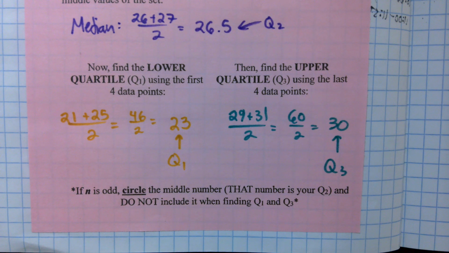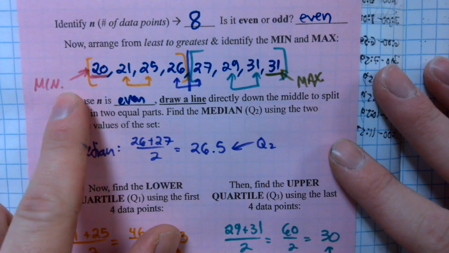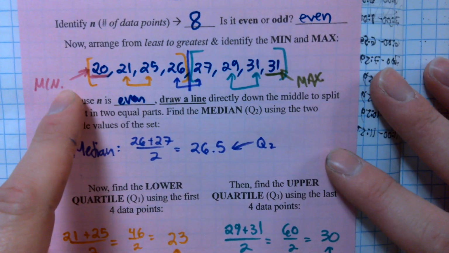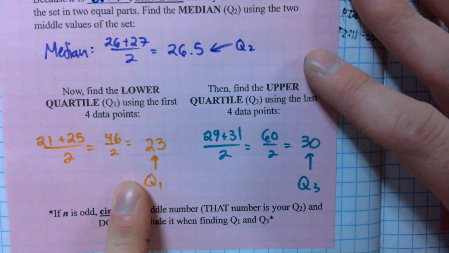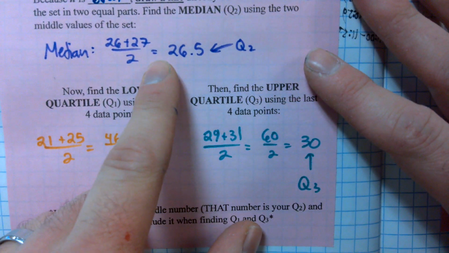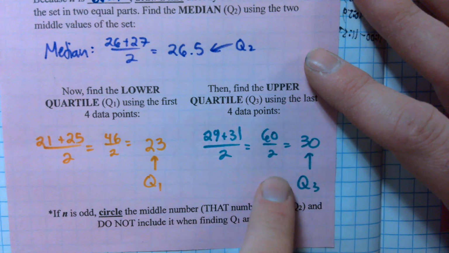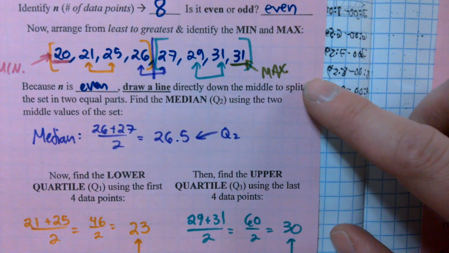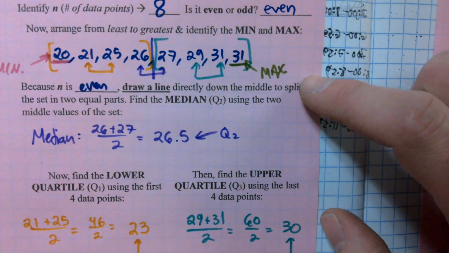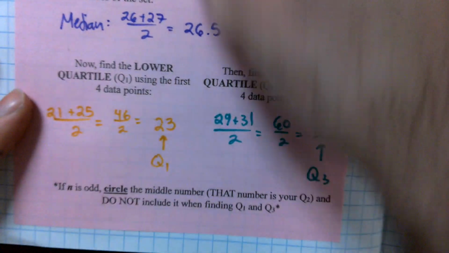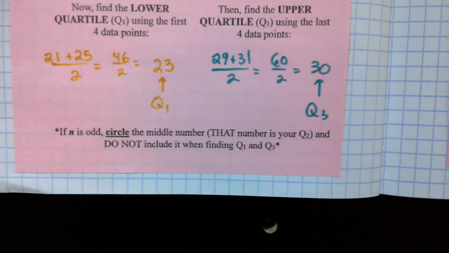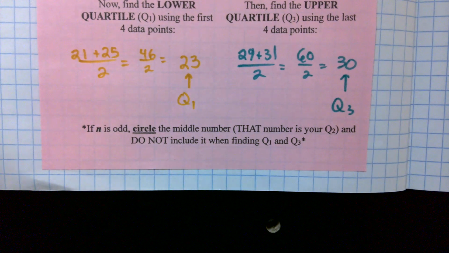Those are my 5 numbers that I'm looking for. This is a 5-number summary. I just found 5 numbers. The minimum of 20, my Q1 of 23, my Q2 of 26.5, my Q3 of 30, and my max of 31. Right? Notice how as we go down here, those are in order. Well, not in the order I wrote them. That's my bad. But we can put them all in order.